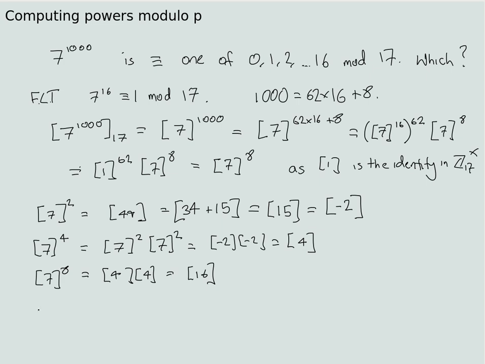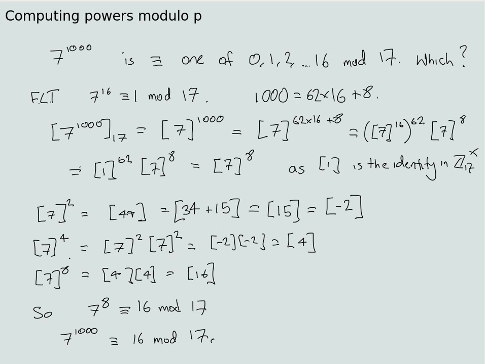We now know that 7 to the power 8 is congruent to 16 mod 17, and so 7 to the power 1000 is congruent to 16 mod 17. Okay, so this trick which we used to evaluate 7 to the power 8 mod 17 is called exponentiation by repeated squaring.